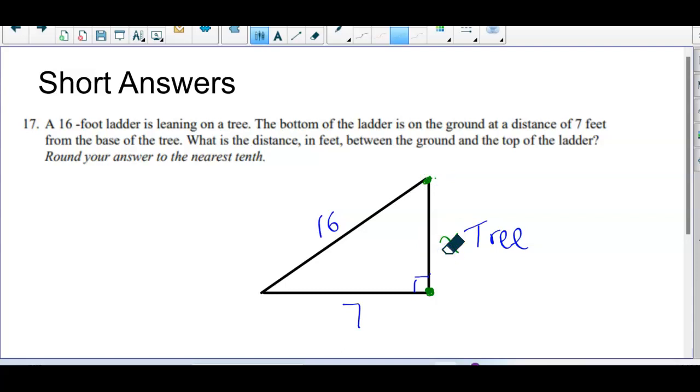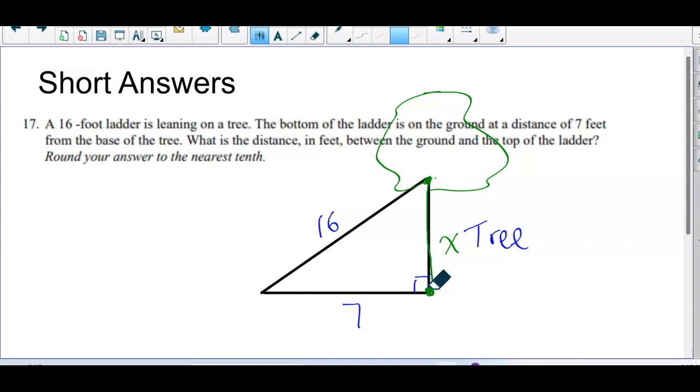I'm just going to reread it, make sure it's all right. So a 16-foot ladder is leaning against a tree. I guess they're kind of saying the tree is bigger, right? And for the ladder, they just want to know the distance in feet from the ground to the top of the ladder. So that would be the altitude there.